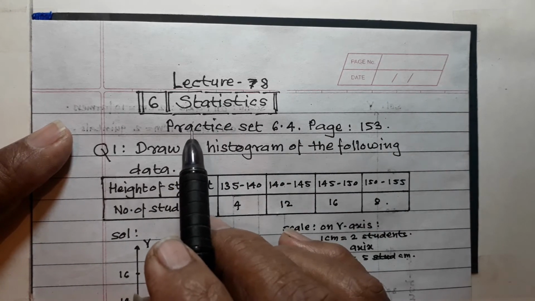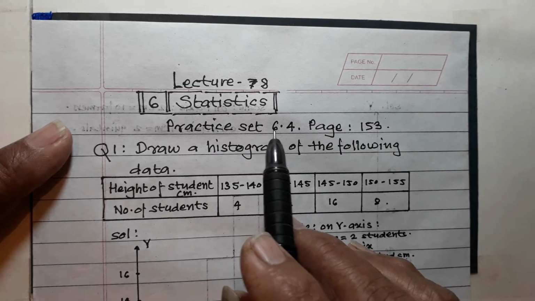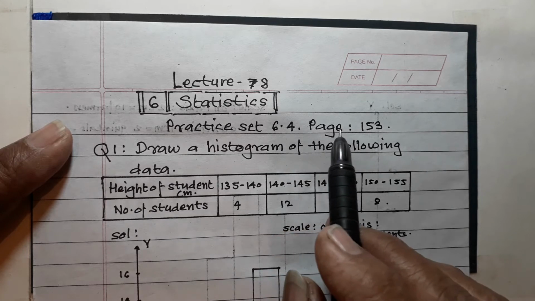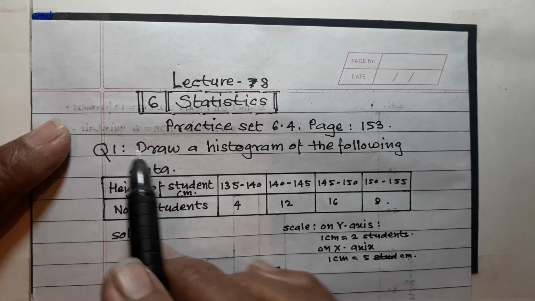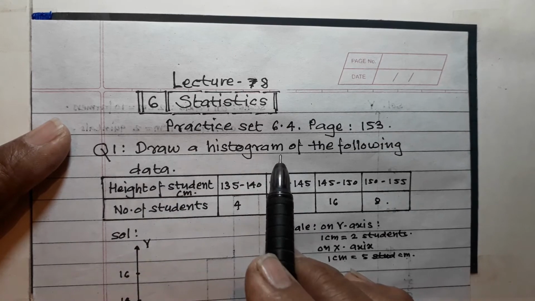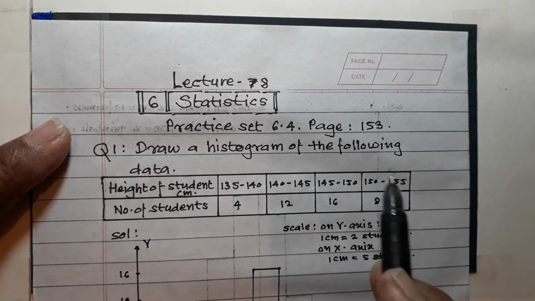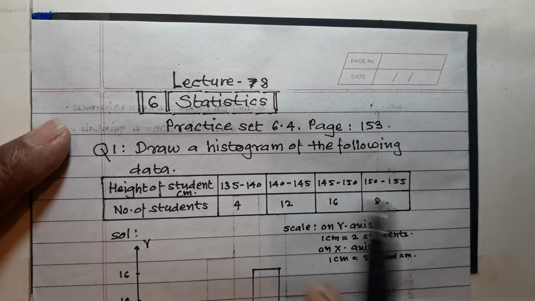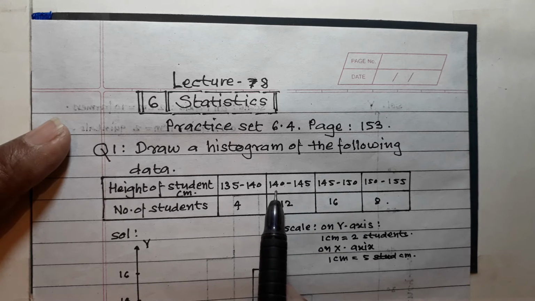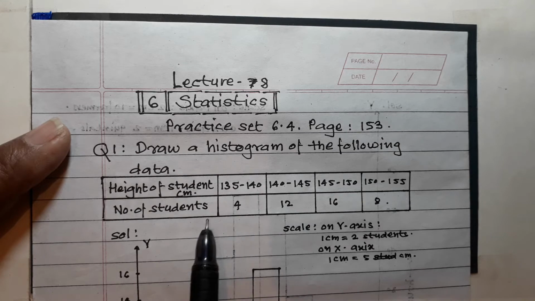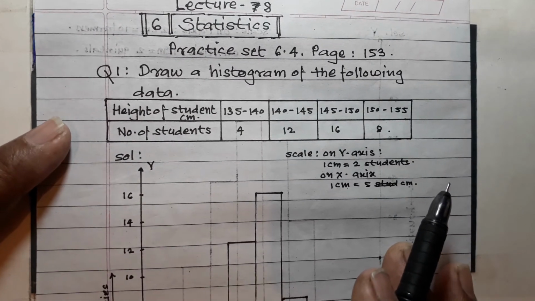In this lecture, I am going to explain some examples from practice set 6.4, page number 153. Question number 1. Draw a histogram of the following data. Here, a frequency distribution table is given, and by means of this frequency distribution table you have to draw a histogram. Okay, so try to understand.